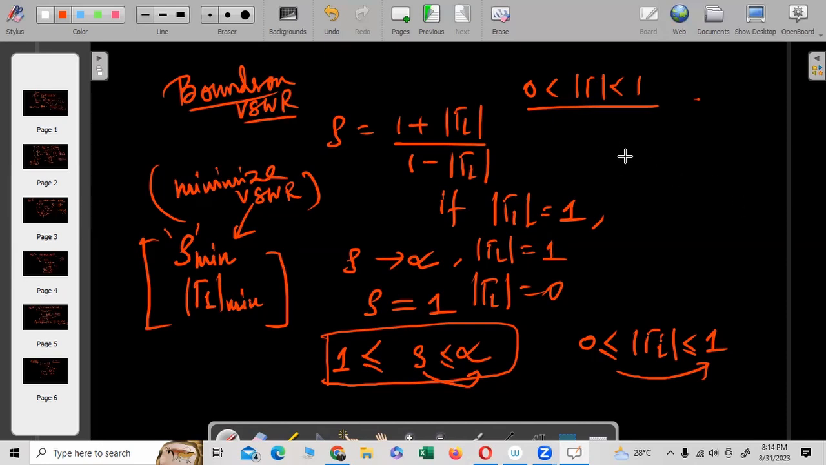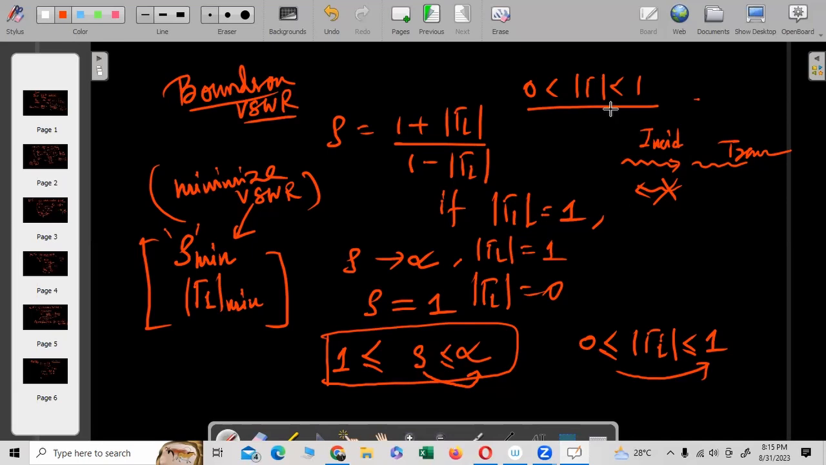And what is the perfect condition? Whatever is incident will go to the load end, so there will be no reflection. That is our aim. And the meaning is VSWR should be as low as possible, and our ideal case is VSWR should be 1. Okay.